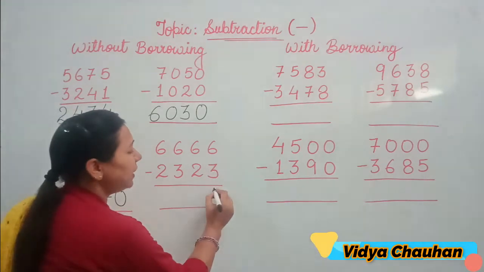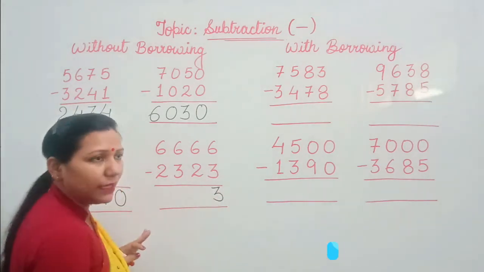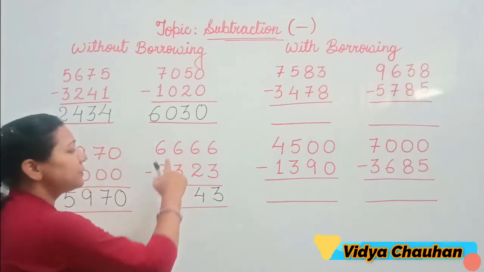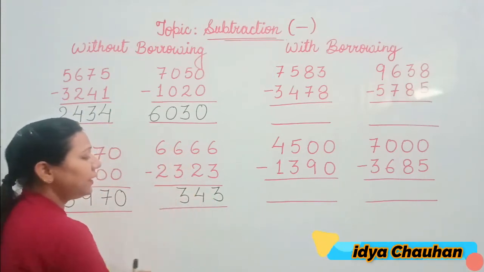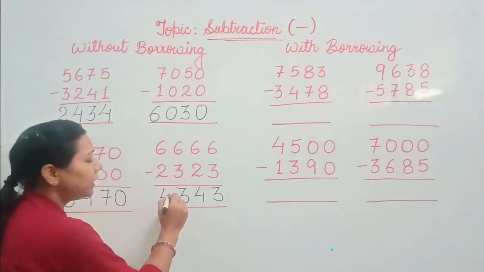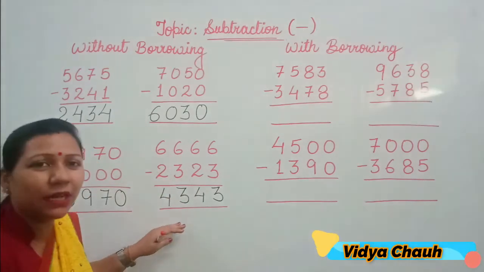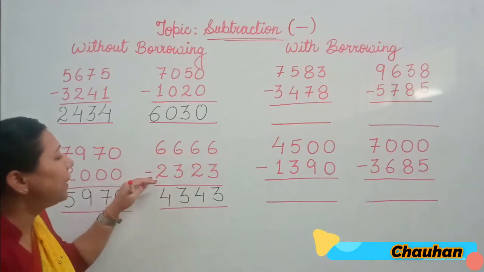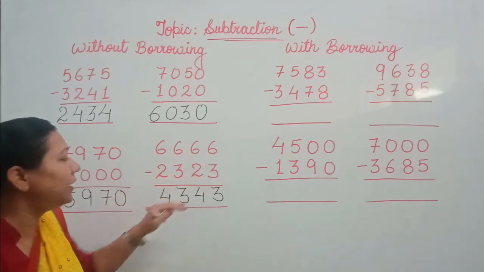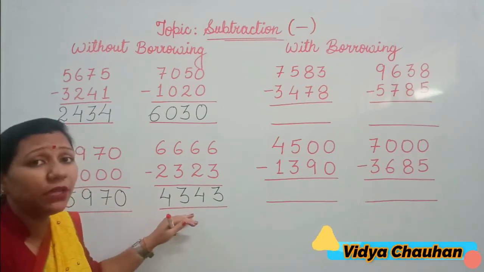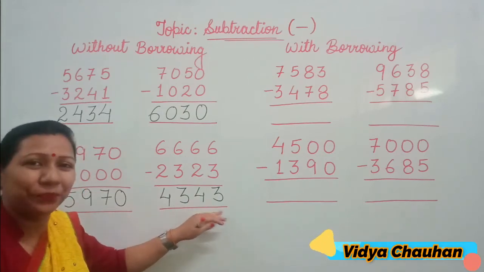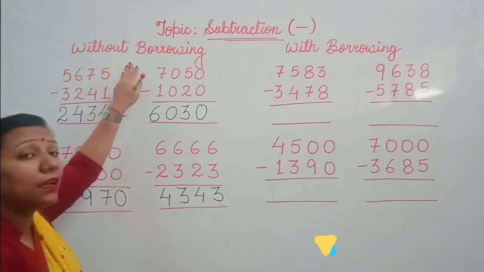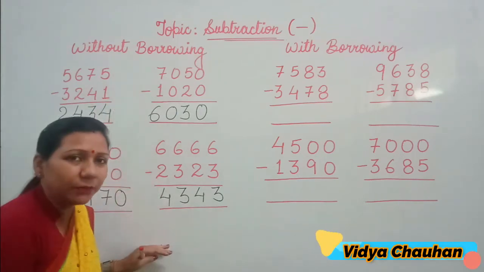Coming to the last question. 6 minus 3. What is 6 minus 3? 3. 6 minus 2, it is 4. 6 minus 3, again it is 3. 6 minus 2, it is 4. So what is the answer for subtracting 6666 by 2323? And the answer is 4340. Okay students, so I hope this first part of subtracting the numbers without borrowing is clear.